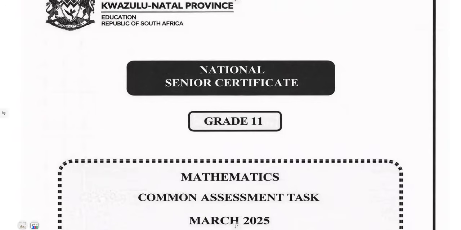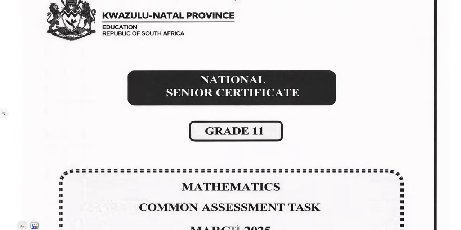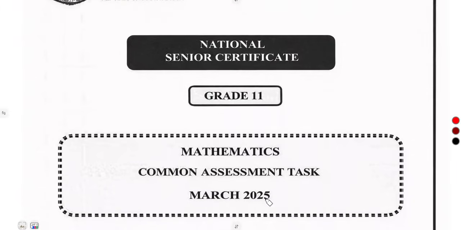We are still on our revisions and we are going to add another question paper as we are preparing for our exams. This was our KZN province and we are given the March 2025 common assessment task, which is the test that they wrote in March. So we are going to look into that and figure out how to attempt typical questions.